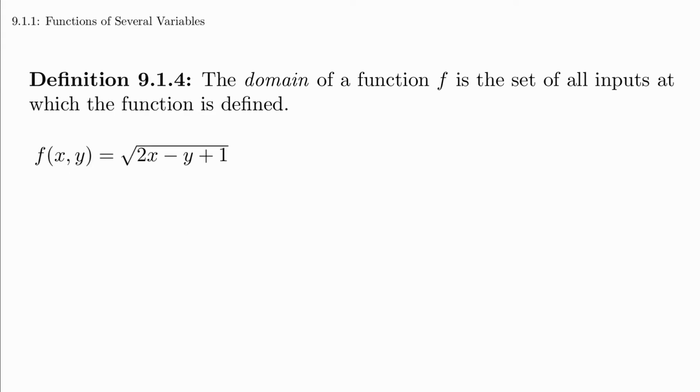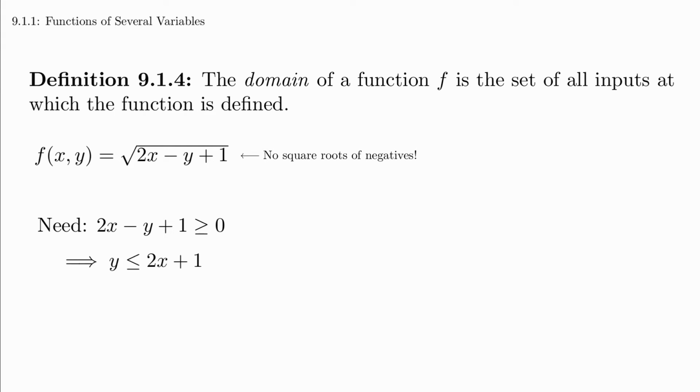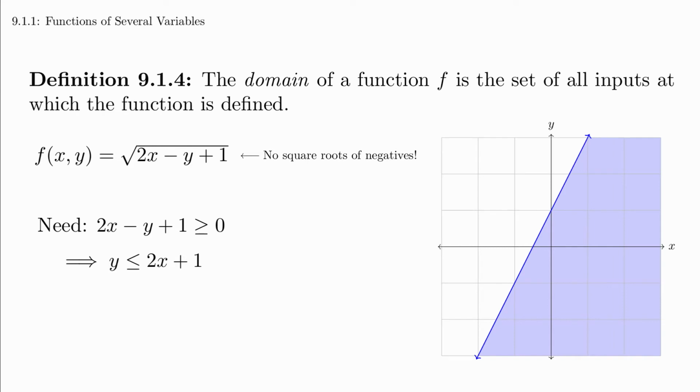A slightly more complex example is f of (x, y) equals the square root of 2x minus y plus 1. Here, we need the expression under the square root to be non-negative, so that 2x minus y plus 1 is greater than or equal to 0. In other words, y is less than or equal to 2x plus 1. The graph of that domain looks like this. Notice that we are using a solid line because we want the boundary to be included this time.